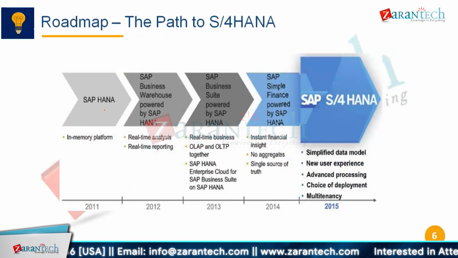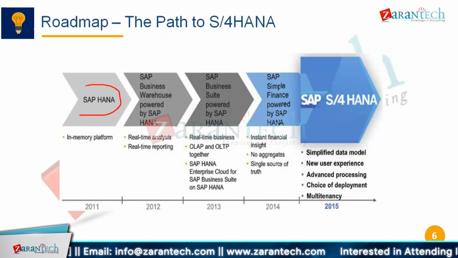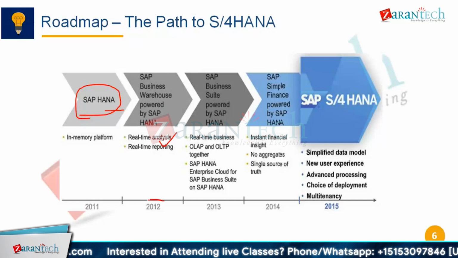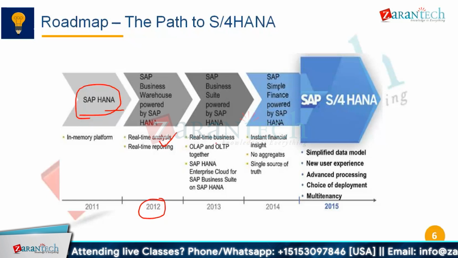So in 2011, SAP introduced the HANA database and launched the BW system on HANA database, not the ERP system. Then SAP Business Warehouse powered by SAP HANA, with real-time analysis and real-time reporting, was introduced in 2012. Then SAP Business Suite powered by SAP HANA. So real-time business, OLAP, OLTP.